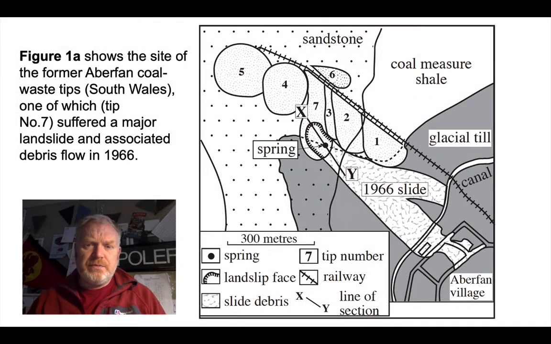This is a map of the site. You can see there was a series of waste tips deposited high on the valley side. And the underlying geology here is one of sandstone and shale, fairly typical of a coal field. We also have deposits of glacial till in the bottom of the valley. Notice that the failure here is at a junction of these materials.